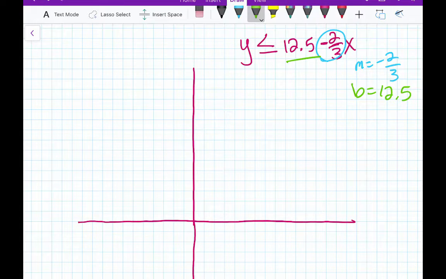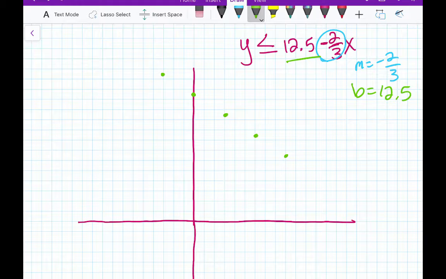So I first need to find my y-intercept, which is right there, 12.5. And then I need to go down 2 over 3. Now, because I'm at a half, I need to pay attention to that when I'm doing my slope. So when I go down 1, I'm really going between 2 lines because I started at 12.5. So if I go down 1, I'd actually be at 11.5. So I'm going to go down 2 over 3. So 1, 2, 1, 2, 3.